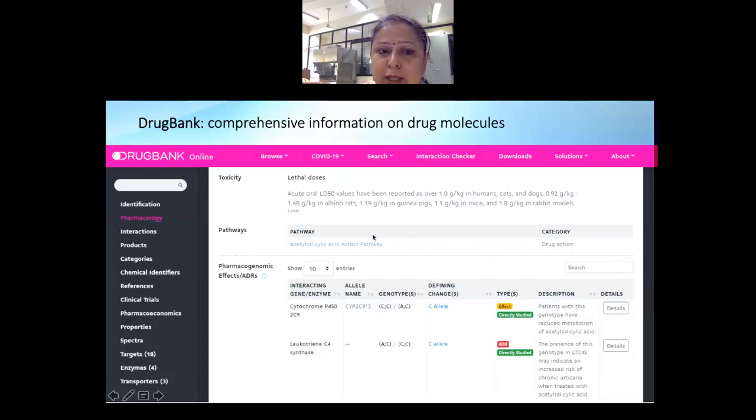So DrugBank looks like this. If you want to find out, like we have given aspirin again, what is its toxicity level, what are the lethal doses, which pathway it inhibits, what are the enzymes concerned, all this information is contained in DrugBank. You want to know the pharmacology of the molecule, you can find it over here. Interactions, what products are available in the market, under which category it is sold, chemical identifiers, what clinical trials it has undergone. Every piece of information is given in this database.